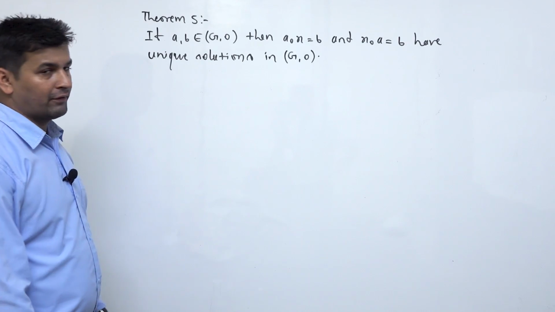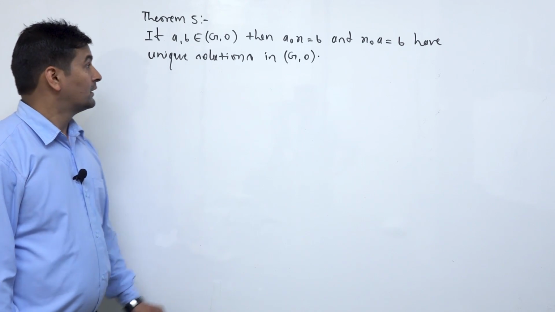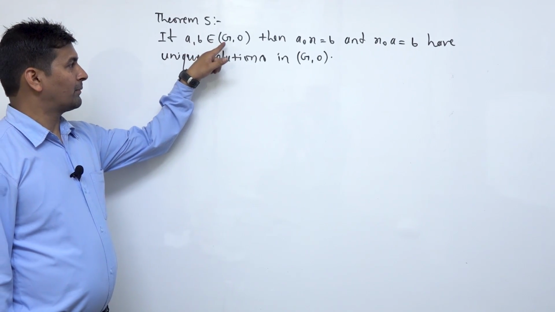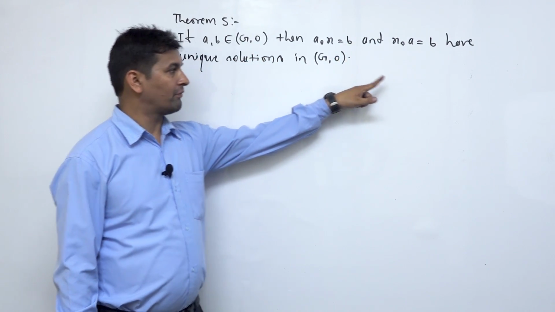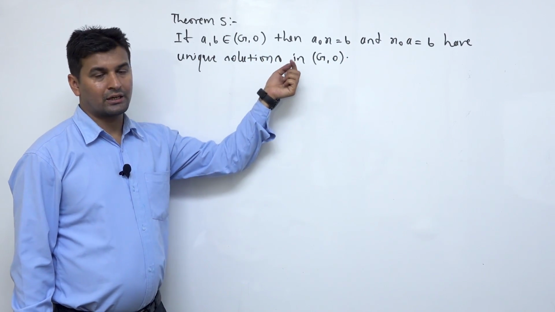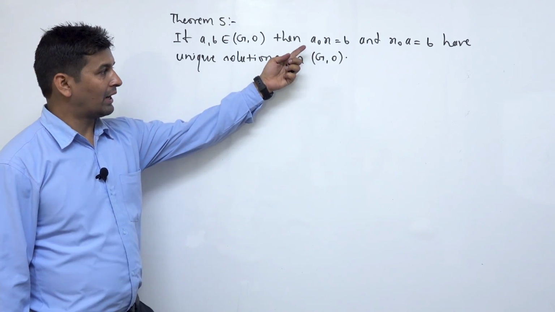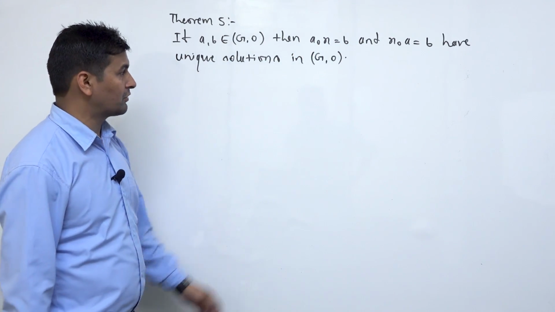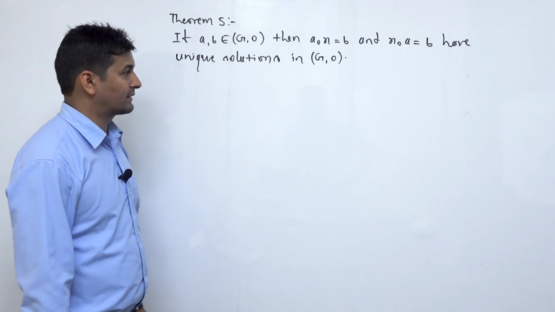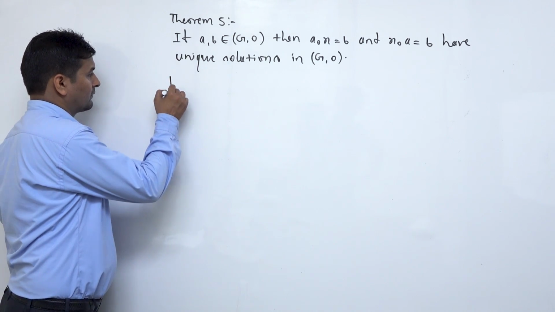Now we are in theorem 5 in elementary properties of group. If a, b belong to G, not, then a not x equals b and x not a equals b have unique solutions in G, not. These two are the group equations, and they have unique solutions in G, not. We need to prove that. This is the proof.